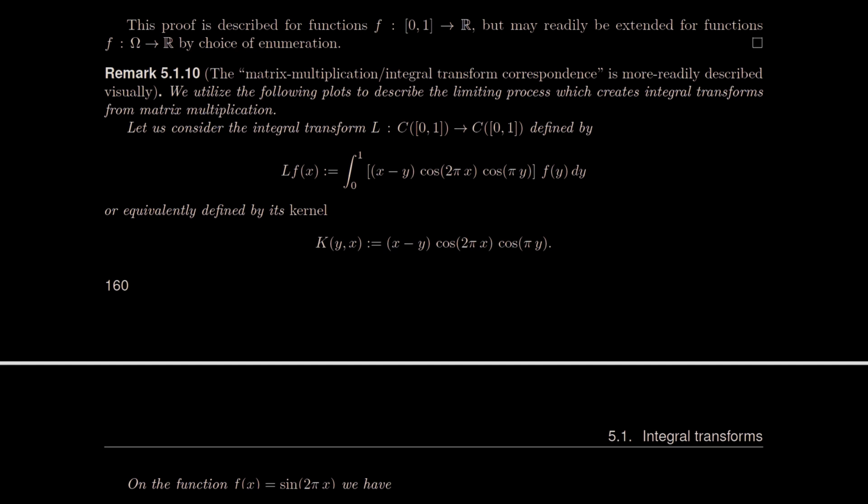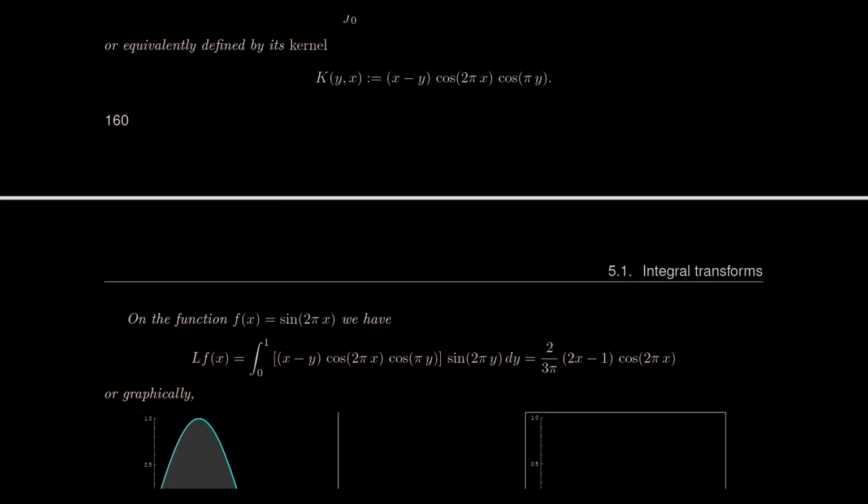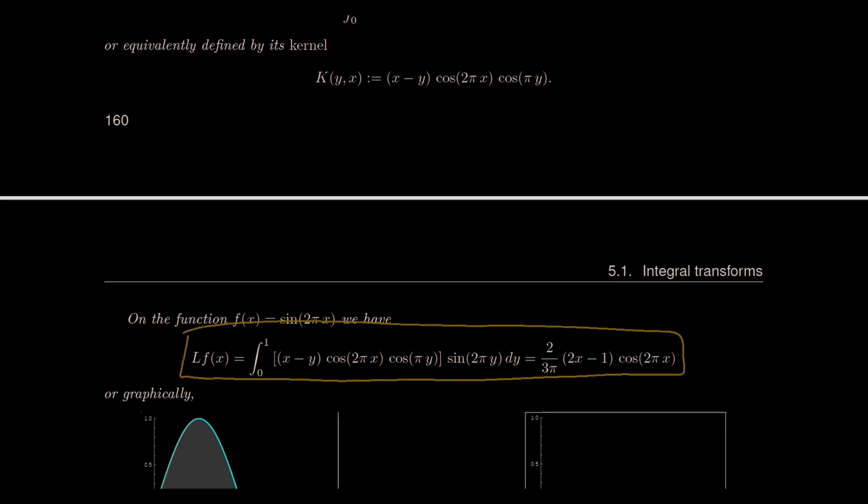Okay, so let's do an integral transform. I'm just choosing a random k out of the box. Let's do the integral transform where my kernel is (x minus y) cosine 2 pi x times cosine pi y, and let's decide that f is sine of 2 pi x. So then at the end of the day, what are we actually computing if we compute the integral transform? There it is. This is just k times f integrated from 0 to 1, and this is the result.